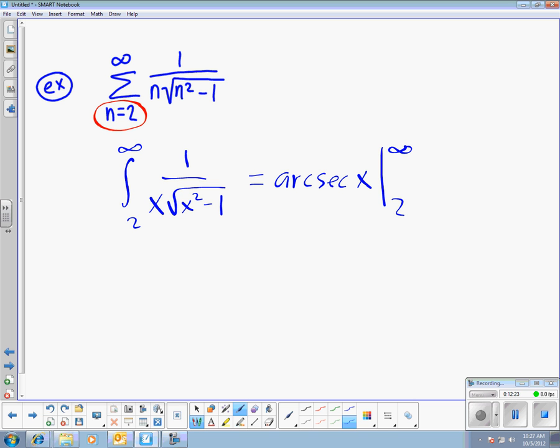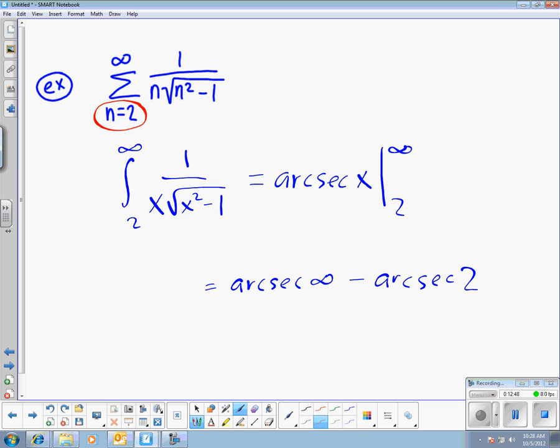We're going to plug in infinity and 2. And we're not going to have to do the limit as b goes to infinity deal in this chapter, like I said before. So now all that's left is to figure out what's the arcsecant of infinity and what's the arcsecant of 2. All right, so arcsecant of infinity is saying where is the secant equal to infinity.